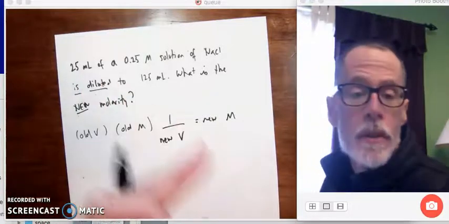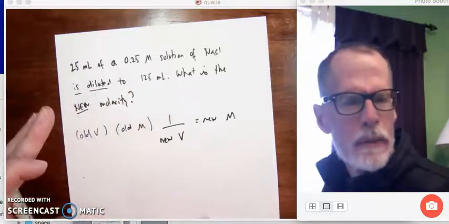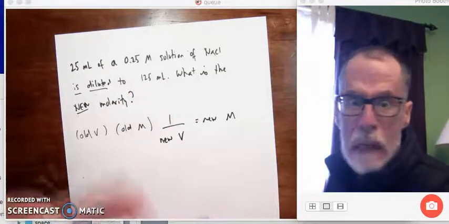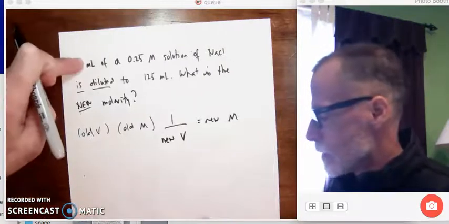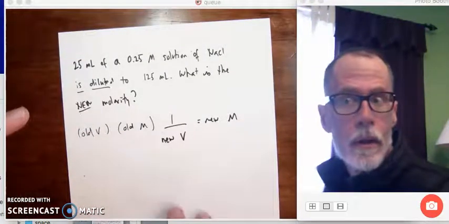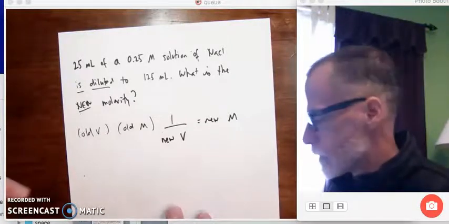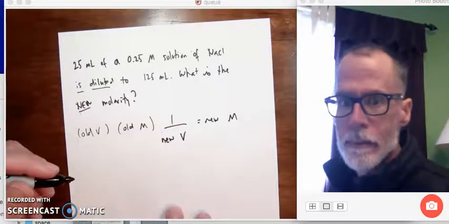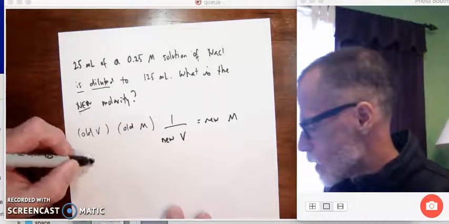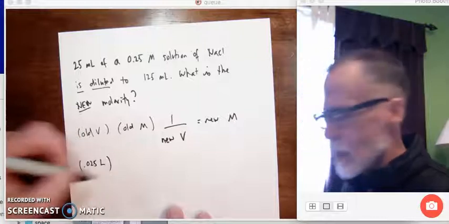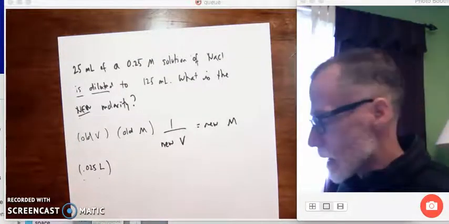This is where chemistry gets fun, just in case you're wondering. You've got to read through it. There's lots of numbers floating around here, isn't there? You've got to figure out which one's which. So, 25 mL. Is that the new volume or the old one? It's the old one. Watch what I do. 0.025 liters. I automatically convert it into liters. We're pretty good at that.